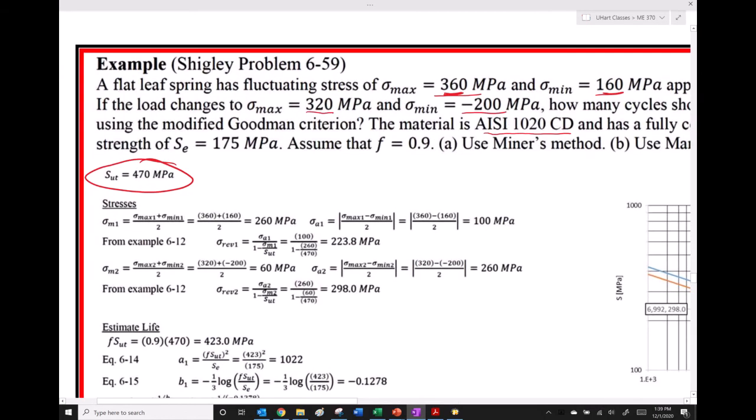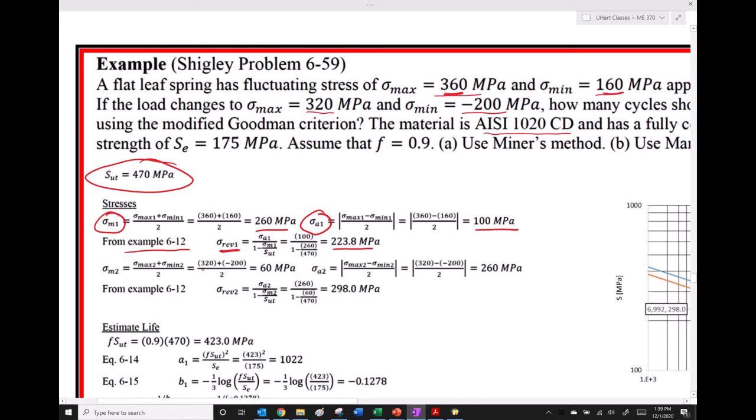and we do need to figure out for both of these loading conditions what the equivalent completely reversed stress is going to be. So we figure out what the mid-range stress and the alternating stress are for these two loading scenarios. So you get 260 and 100 megapascals. And then from example 6-12, we use that Goodman rewritten equation to see where it has that intersection. So this is the equivalent completely reversed stress for this loading condition.